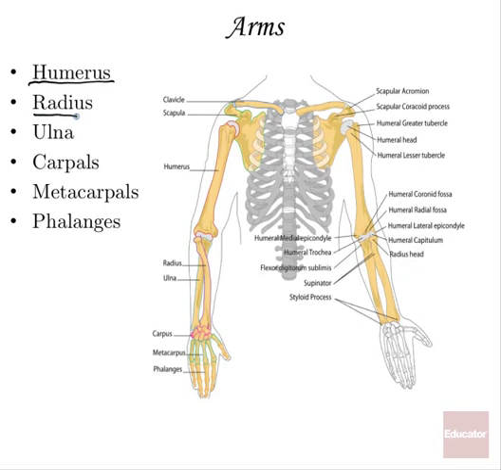Speaking of which, the radius and ulna make up that part of the arm. The way that I keep it straight is the ulna, U, starts with the U, is on the pinky side.